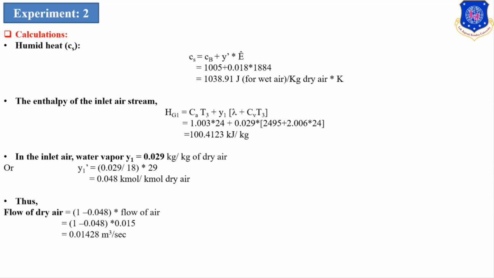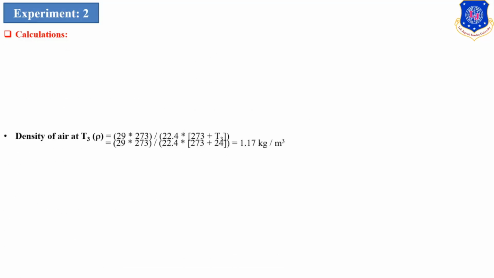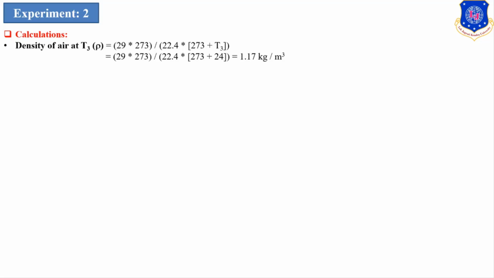Now the flow of dry air will be 1 minus 0.048 multiplied by flow of air, and so it will be 0.01428 meter cube per second. Then after the density of the air at T3, so it will be 29 multiplied by 273 upon 22.4 multiplied by 273 plus T3, and T3 is 24, and so it will be 1.17 kg per meter cube. Then the mass flow of dry air will be G dash, and so it will be rho into flow of dry air, and so it will be 0.017 kg per second.